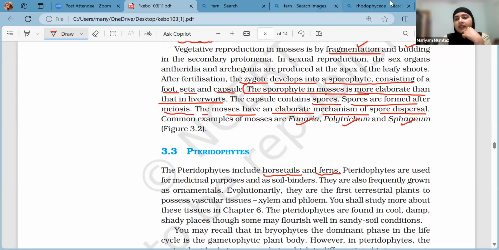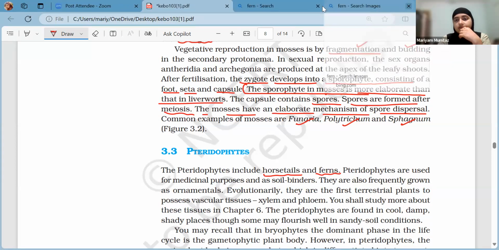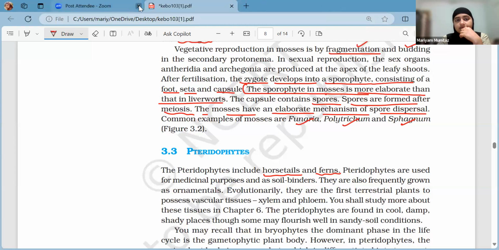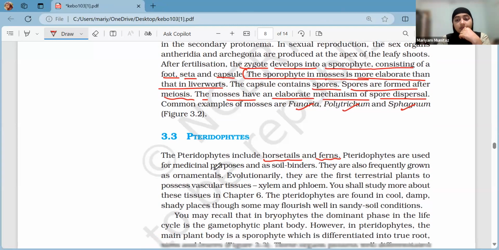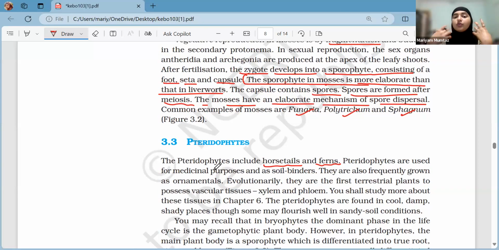What is the meaning of ornamental? Kept at homes, for decoration purposes. Anything that is to beautify or to decorate becomes an ornamental plant. And fern is one such ornamental plant. Now, pteridophytes are used for medicinal purposes and as soil binders. They are frequently grown as ornamentals.